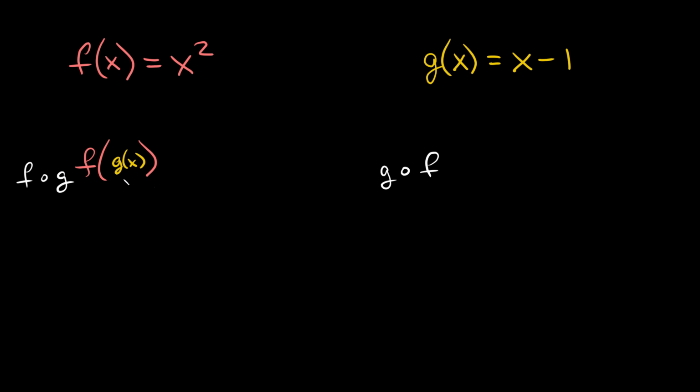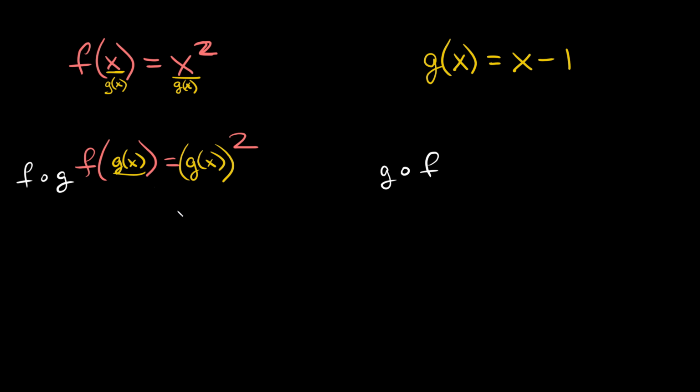Now, f of g of x just means we want to plug in g of x wherever we have an x. So we plug in g of x for x in our function. This is the only x in the function, so we're going to plug in a g of x right here for this x. So f of g of x is going to be equal to g of x in parentheses, and we still have this squared exponent on the outside.